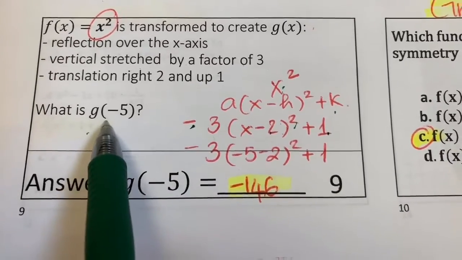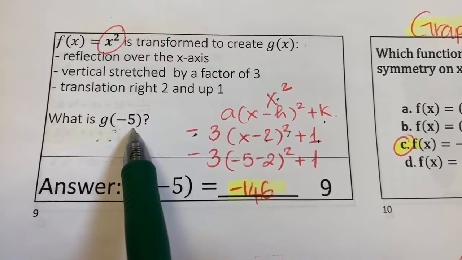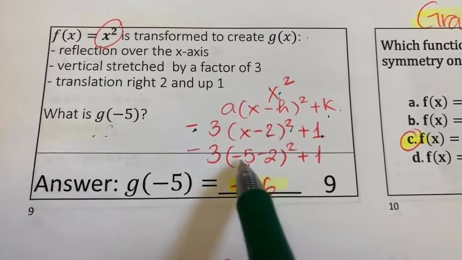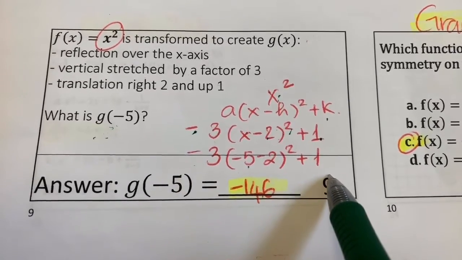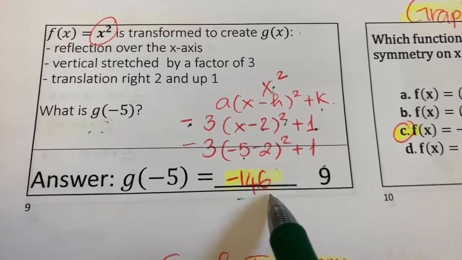Now, this is not the end, because they asked us to evaluate g of negative 5, which means the x is being replaced by negative 5. So plug everything in the way it is right here, and the calculator should give you the answer, which is negative 146.